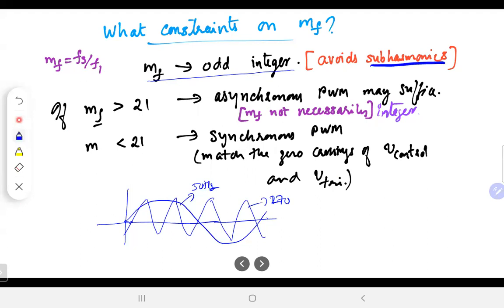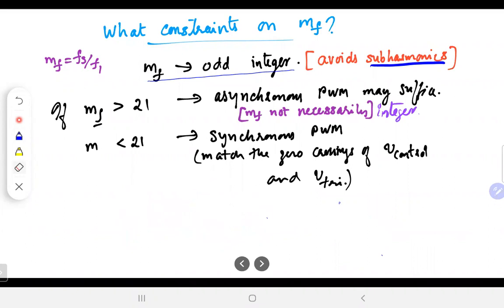What it means is that when you take the spectrum, you would have the fundamental here, and there is a very slowly varying component because of the mismatches. This is the fundamental, but this is a subharmonic, in the sense that it is lower than the fundamental. This is 50 hertz. You may have a 2 hertz or 1 hertz variation because of the mismatch. So we would prefer to have mf be an odd integer. Okay, let me clear this.